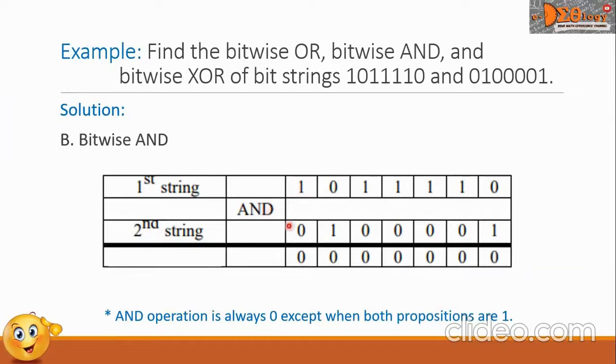So 1 and 0 is 0. 0 and 1 is 0. Then 1 and 0 is 0 for each of the next four positions. Finally, 0 and 1 is 0. So the resulted string is 0, 0, 0, 0, 0, 0, 0. This is the final answer.